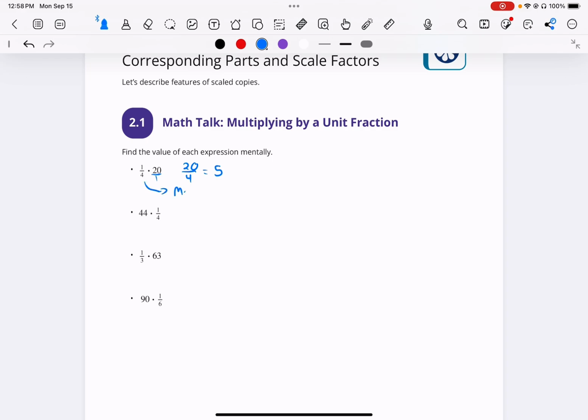20 divided by 4 is 5. Also know that multiplying by 1/4 is the same thing as if I was to divide by 4. So I could have just done 20 divided by 4 to give me 5. 44 times 1/4, since it's 1/4, that's the same thing as dividing by 4, so that would be 11. 1/3 times 63, I can change that to be 63 times 1/3, so it's the same thing as 63 divided by 3 to give me 21. And the last one, 90 times 1/6, is the same thing as 90 divided by 6, and 90 divided by 6 gives me 15.